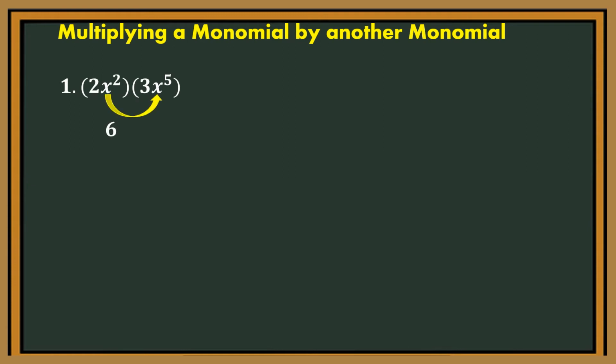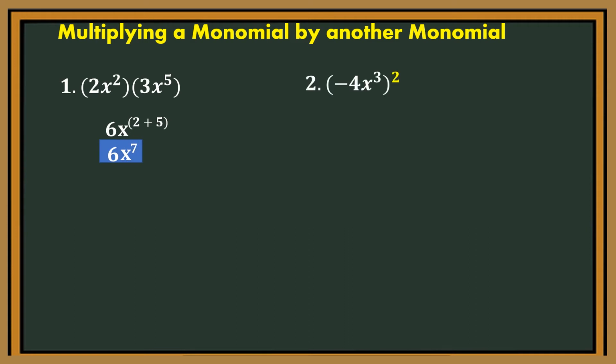Since they have the same variable, we just copy and add their exponents, 2 plus 5. Let us simplify it. Just copy 6, copy x, 2 plus 5 is 7. We will have now 6x raised to the 7th power.